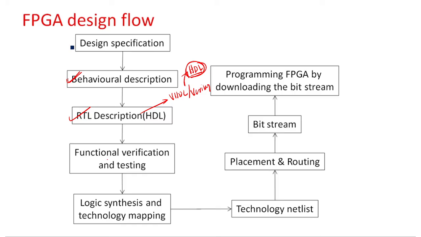And functional verification and testing, then logic synthesis. We need to do logic synthesis. Technology netlist means you need to do floor planning, placement, and routing, and all those things will be done in the technology netlist. And what type of board you are using? You have different types of FPGAs, like Altera, Xilinx, and so many companies. Those you need to map, that is technology mapping, place and route. After place and route, you'll generate the bit stream.